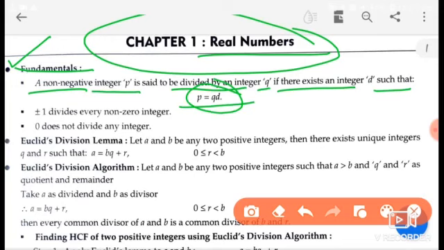Second point, plus minus 1 divides every non-zero integer. That means the factor of every integer is plus minus 1. We can say it in another way. Third point, 0 does not divide any integer because it will become not defined. So 0 does not divide any integer.